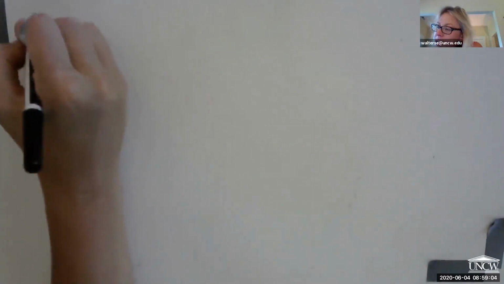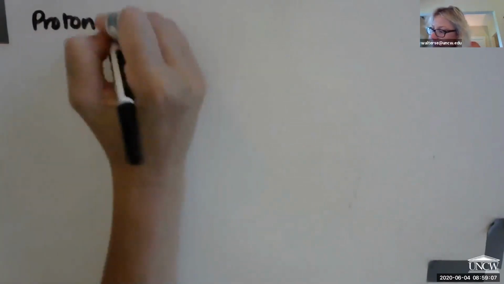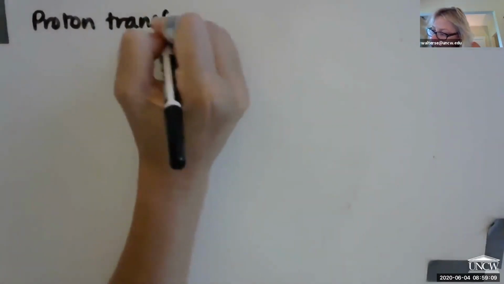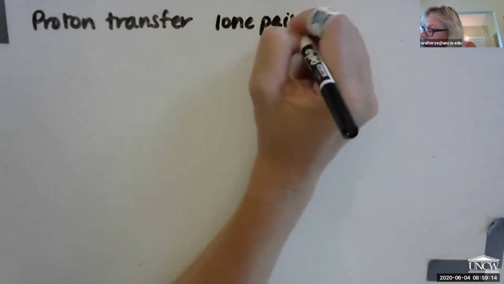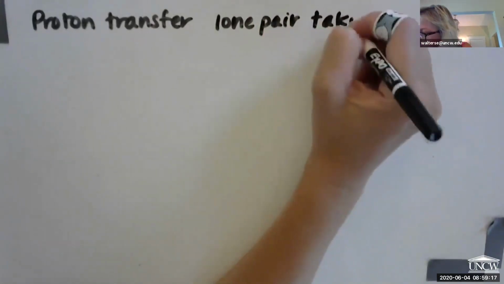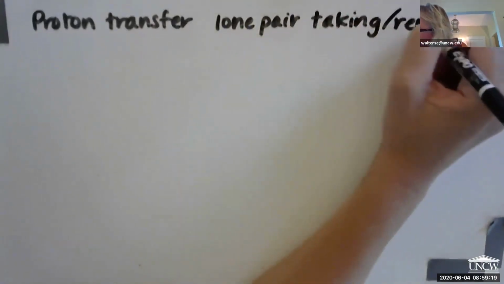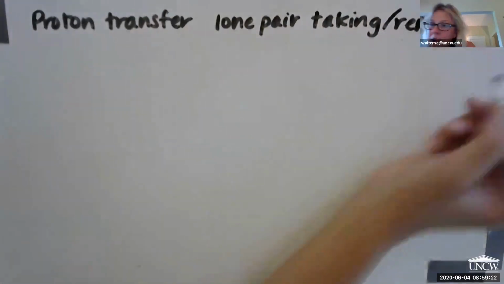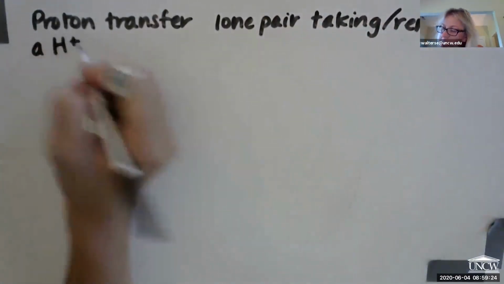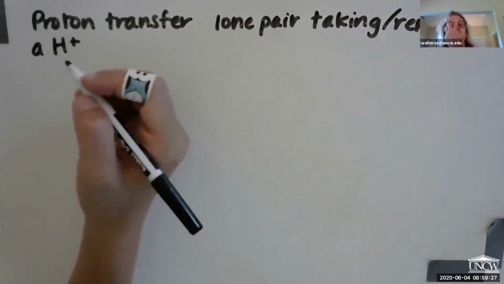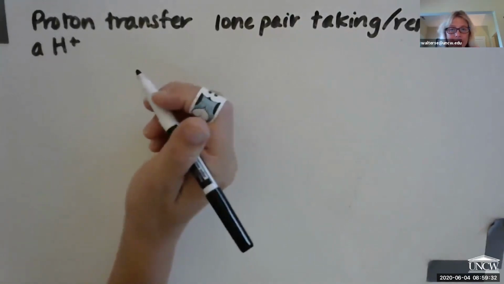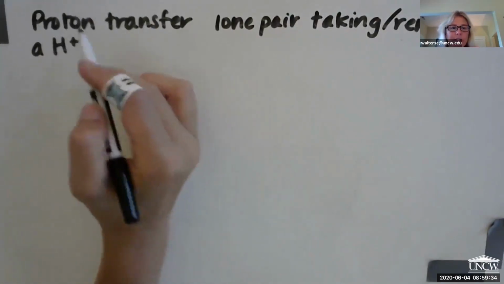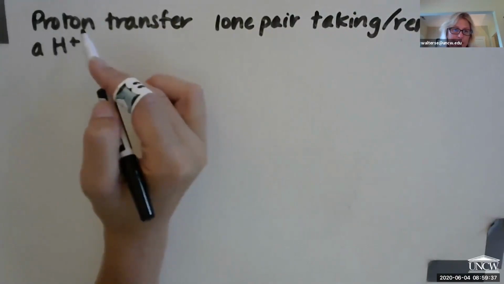So for proton transfer, what you need to have is a lone pair of electrons taking, or I guess we could say removing, a proton. Now, they look very much like nucleophilic attacks, but instead of attacking a carbon atom that's positive or partially positive, proton transfers require you to have a proton involved.